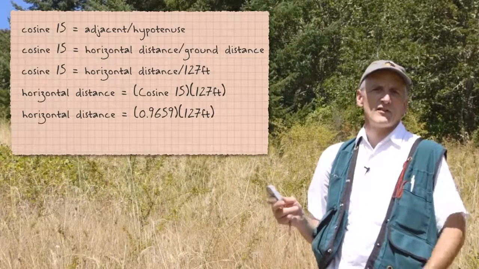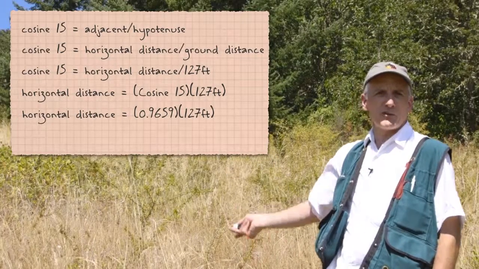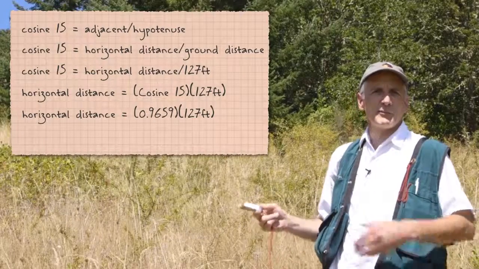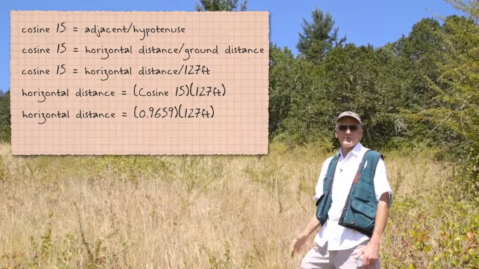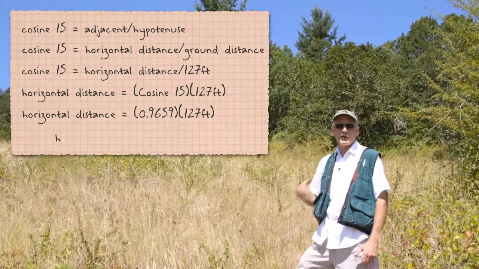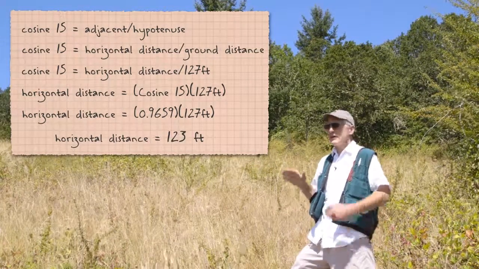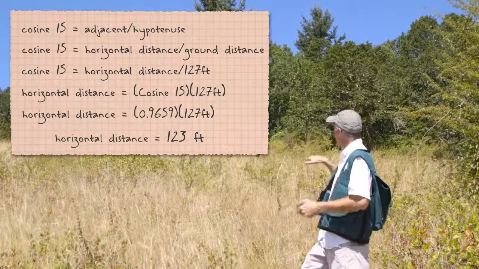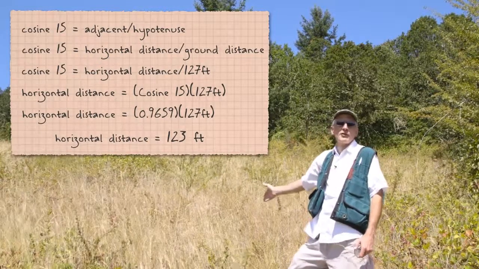0.9659. So we plug that into our equation. Cosine of 15 degrees equal to horizontal distance over ground distance. In order to find horizontal distance, we multiply 0.9659 by 127 feet. So working out that multiplication, 0.9659 times 127 feet is equal to 123 feet. So our horizontal distance, that distance between us and the trunk of that tree, if it were to extend all the way into the soil, is 123 feet.